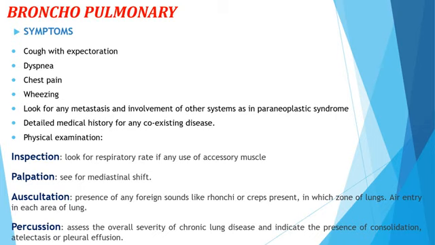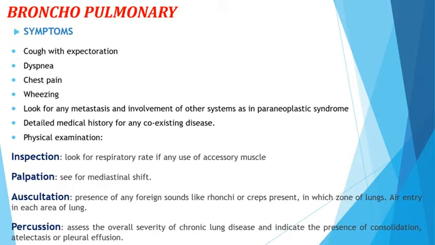Bronchopulmonary: what is bronchopulmonary? It is symptoms that include cough with expectoration, meaning sputum, dyspnea, shortness of breath, chest pain, and wheezing, the whistling sound. Look for any metastasis and involvement of other symptoms. So paraneoplastic syndrome, and details of medical history for any coexisting disease, whether there is coexistence with any types of diseases.